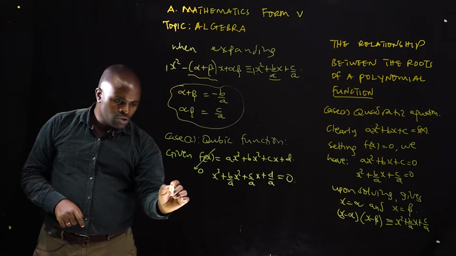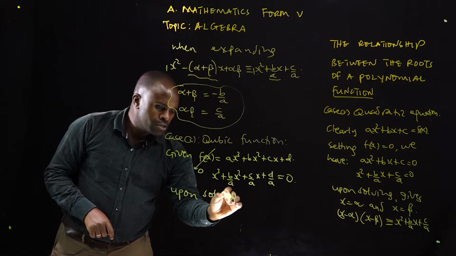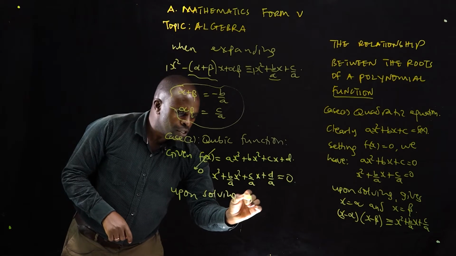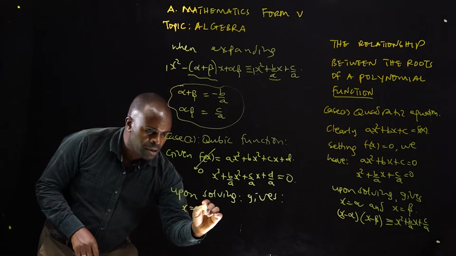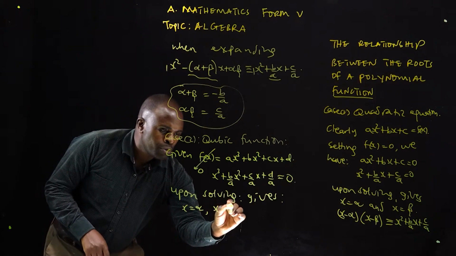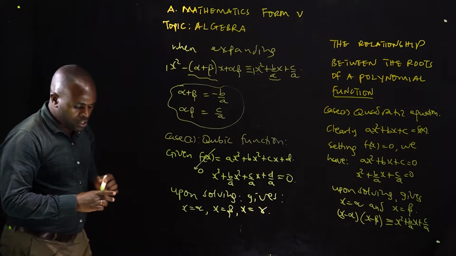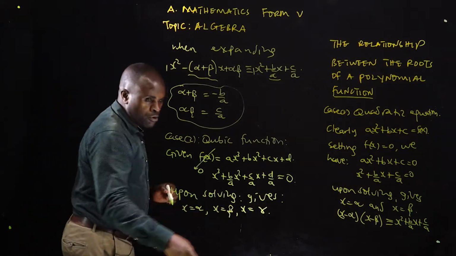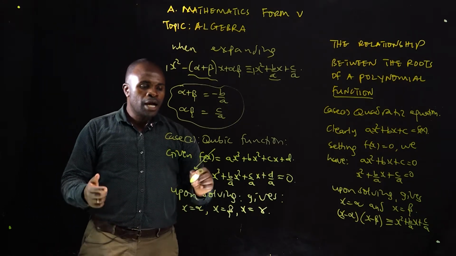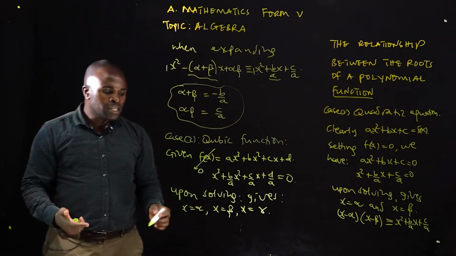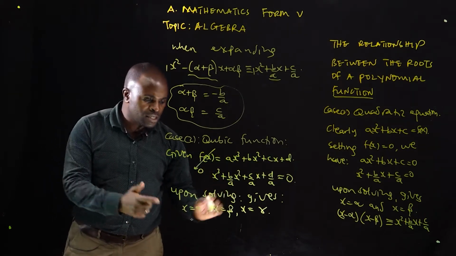So we say upon solving this, it could give 3 roots. So we say it gives x equals alpha, x equals beta, and x equals gamma. So there exist 3 distinct roots from the polynomial function. However, we say the roots can be 3 or less than 3. But particularly here we are considering when the polynomial gives 3 distinct roots.